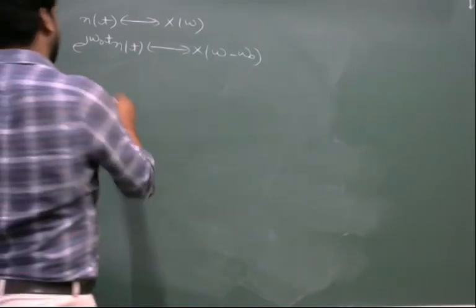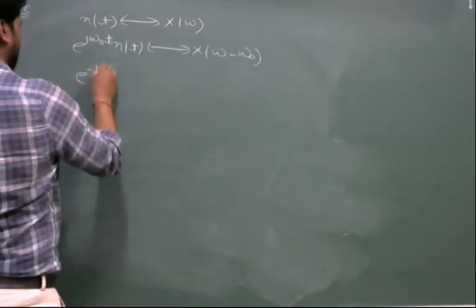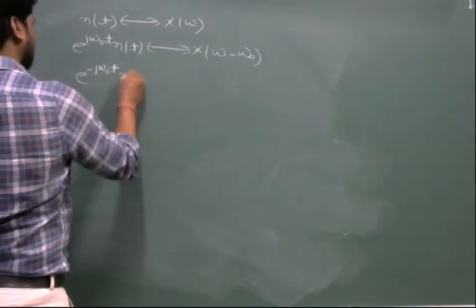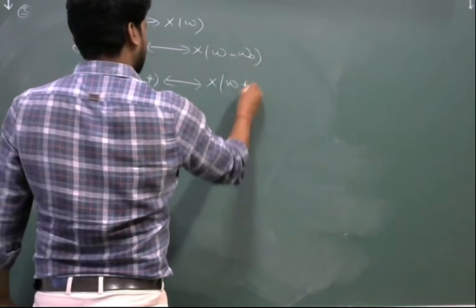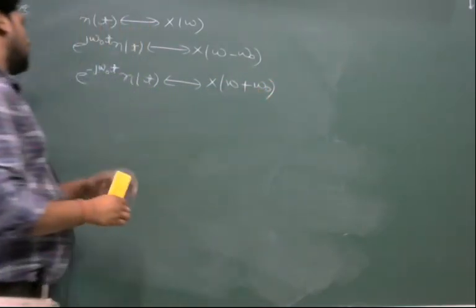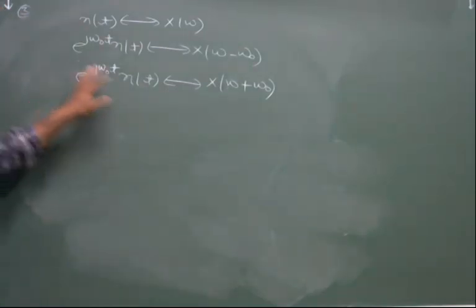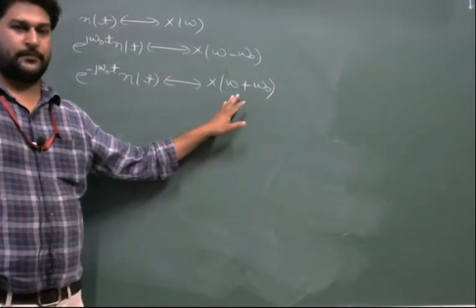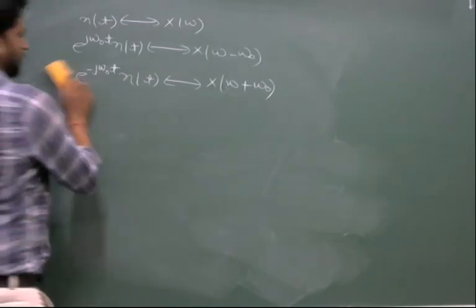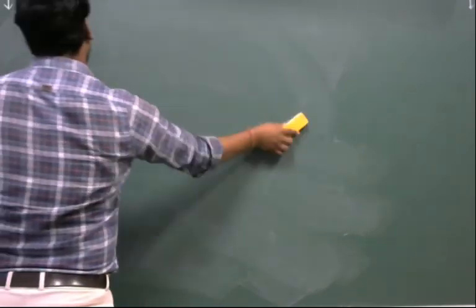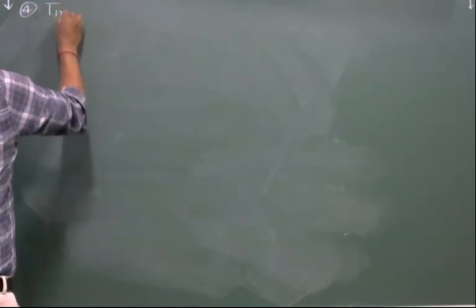And similarly, if the signal in the time domain is multiplied by e power minus j omega naught t, then the signal in the frequency domain will be shifted to the left by omega naught. If there is a negative sign here, then the signal will be shifted to the left. This is the frequency shifting property of the Fourier transform. Another property is time reversal. Fourth property is time reversal.